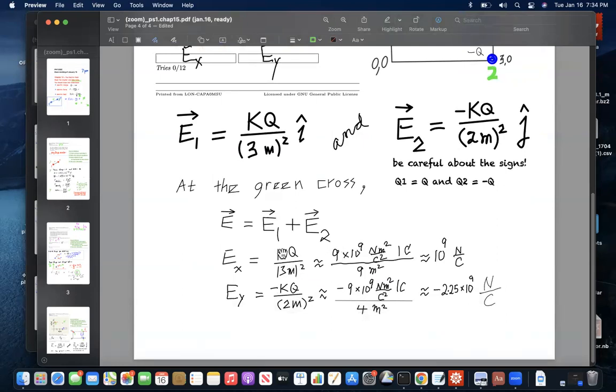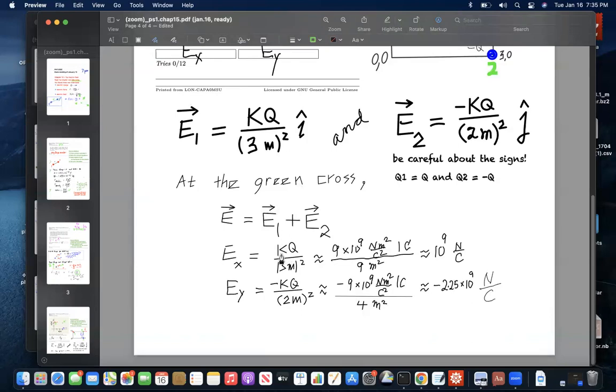Now let's estimate the number. I mean, you're going to do this with your calculator, but let's just kind of get an estimate. K is 9 times 10 to the 9 with a unit, newton meters squared per coulomb squared. Q is 1 coulomb. 3 meters squared is 9 meters squared.